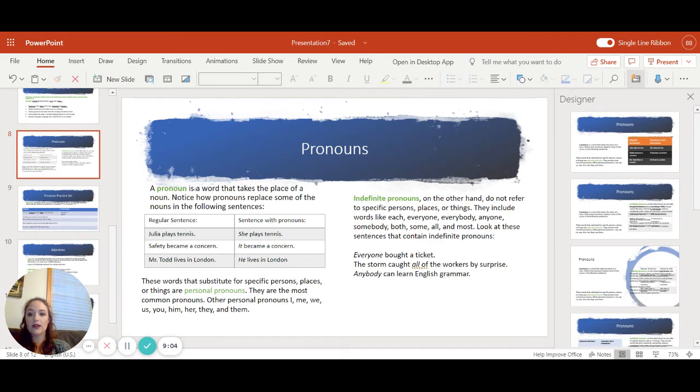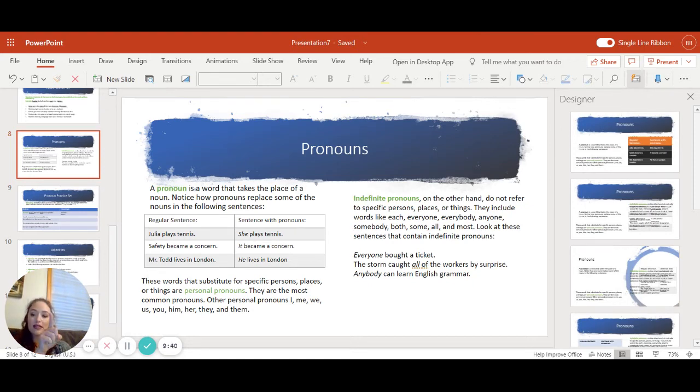Alrighty. Next we have pronouns. A pronoun is a word that takes the place of a noun. So it's a replacer, okay? Notice how pronouns replace some of the nouns in the following sentences. Julia plays tennis. Instead of Julia, we're going to replace it with the pronoun and say she plays tennis, okay? Safety became a concern. It became a concern. Mr. Todd lives in London. He lives in London.